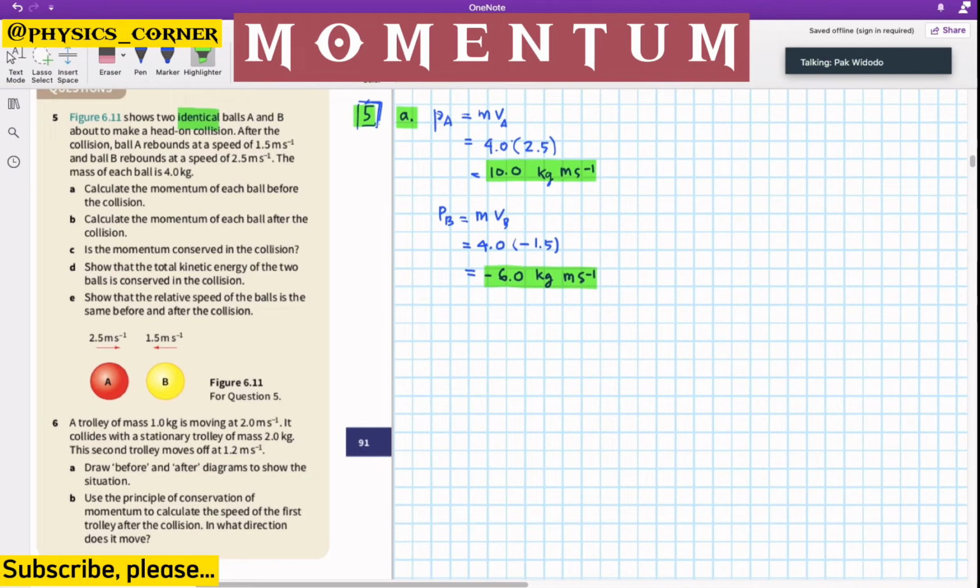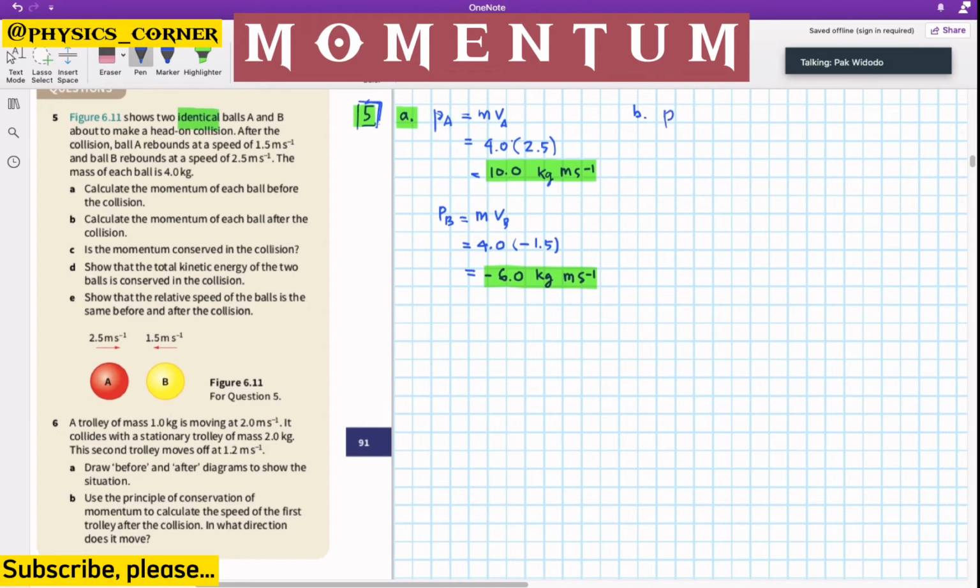Then let's check question B. Calculate the momentum after collision. After collision, okay. Let's say I use here.